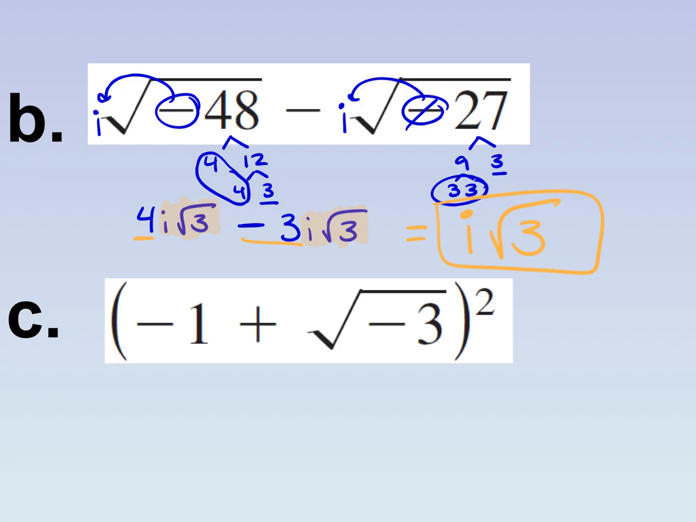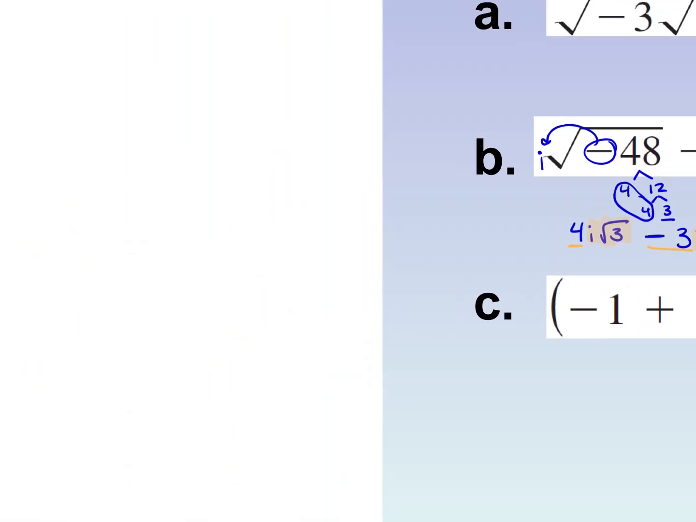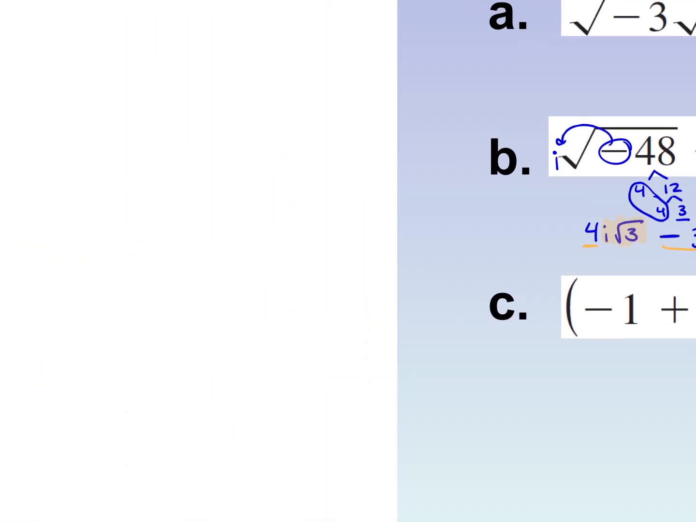Any questions here? So if I had, let's say, square root 2 plus square root 3, can I add these together? No. They're not like terms. You'd have to leave them.